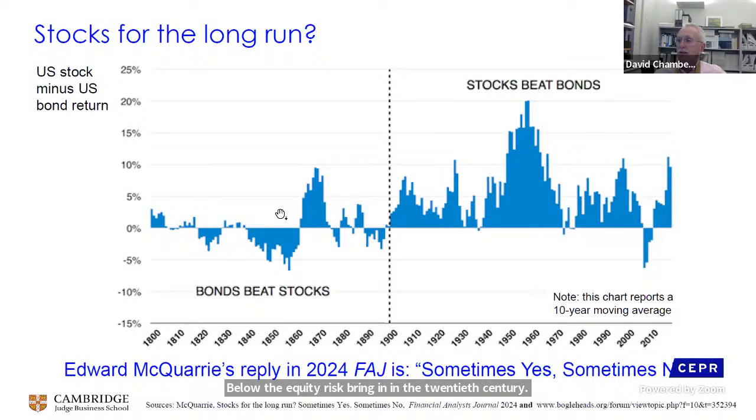Again, looking at the 19th century evidence on stock returns, this is for the US. We do see very much a different pattern. If you look over on the right here, in the 20th century into the 21st century, looking at 10-year moving average returns for stocks versus bonds, most of the time stocks have beaten bonds. But when you reach back into the 19th century, consistent with the lower equity risk premium that we've just been talking about, you see a very different picture.